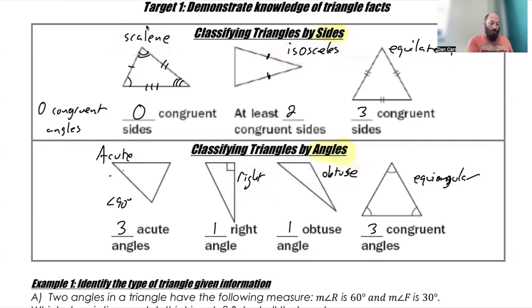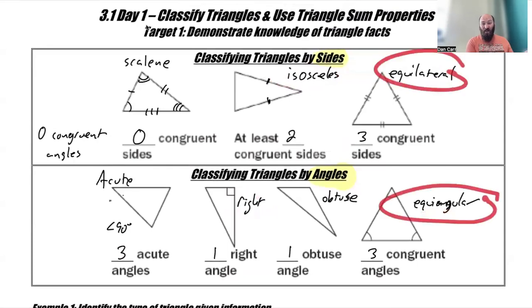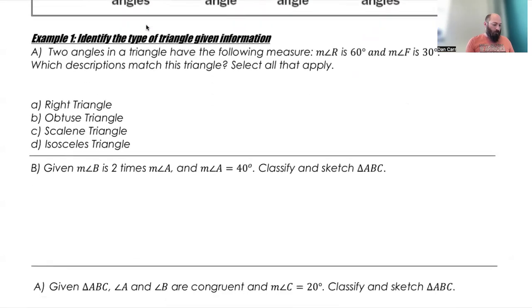It's one of each. Anytime you're dealing with equilateral, equiangular, though, those always go together. So if you have equilateral, it's definitely equiangular. You cannot have anything that's equiangular, isosceles, things like that. Okay. So we look at some examples of this.